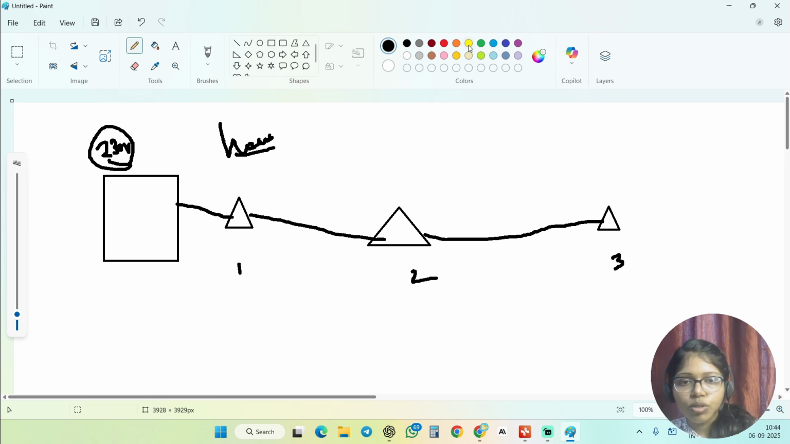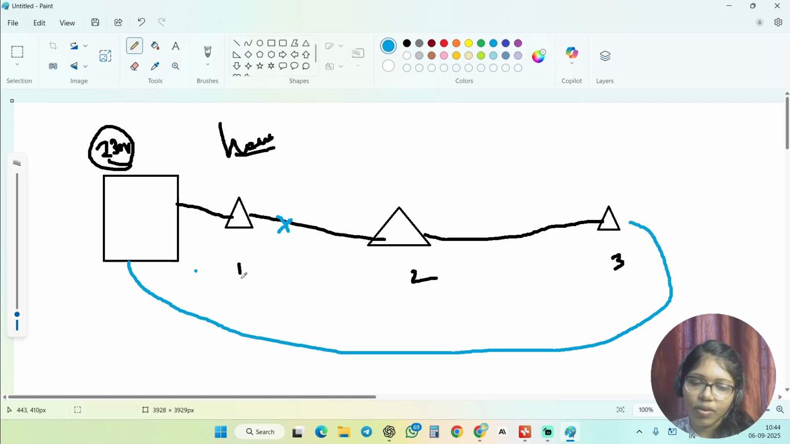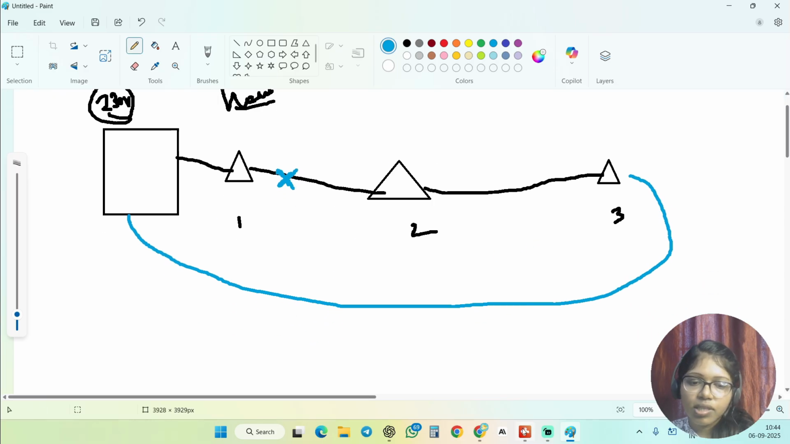Here, what I'm going to do is simply cut off this line. What will happen? No current is going to flow because it is connected in series. If I cut this line, there will be no current flowing in any of the lines. So that is the logic.